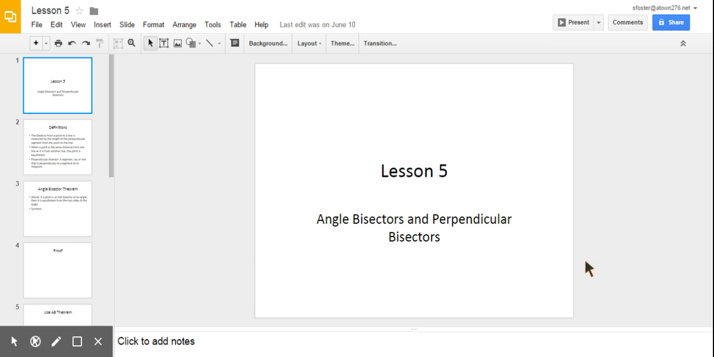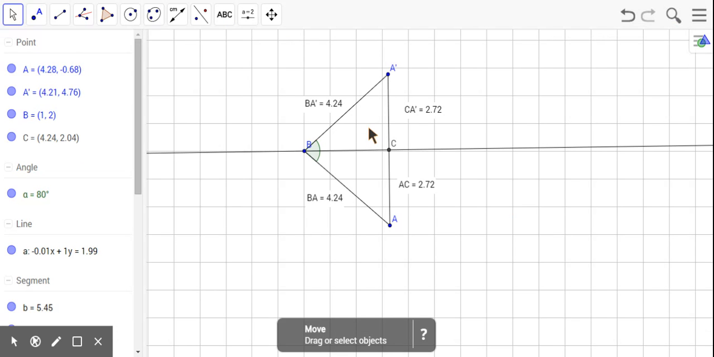Right, welcome to lesson 5 of unit 6, angle bisectors and perpendicular bisectors. So let's go over here to GeoGebra.